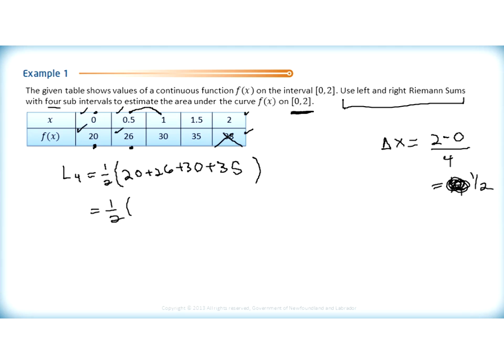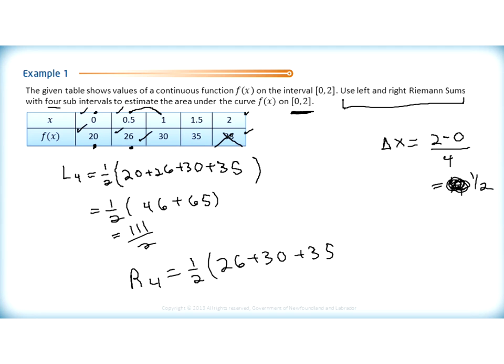So I've got 1/2 times, what do we got, 46 and 65, so that's 111. So I got 111 over 2 for my left sum. And for my right sum, R4, it's going to be the same width, which is 1/2. Only instead of starting at 20, I'm going to start at 26 and use the right endpoints only. So 26 and 30, 35, and that was 38, I think, before I messed it all up there. Let's see. Yep, 38. Okay, so we got 38 there.